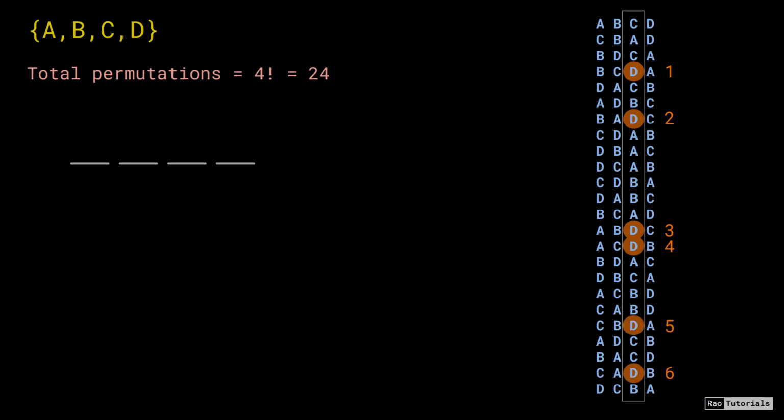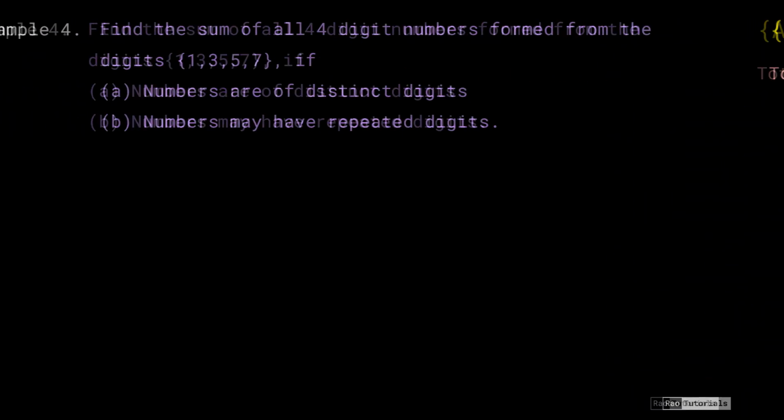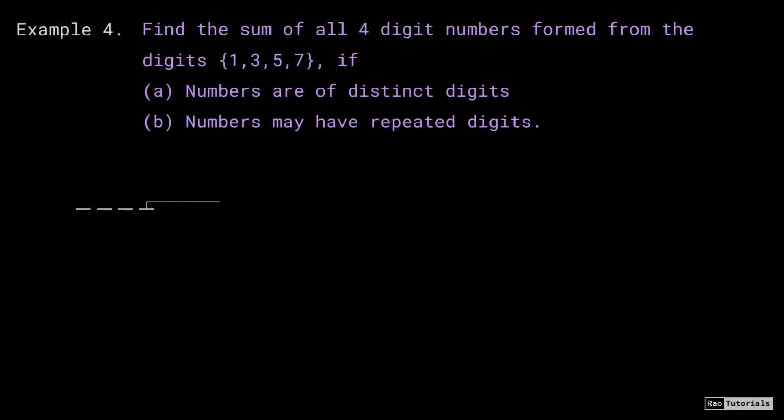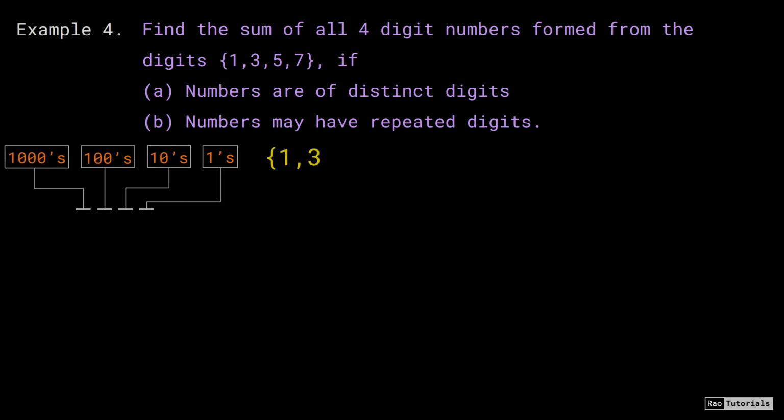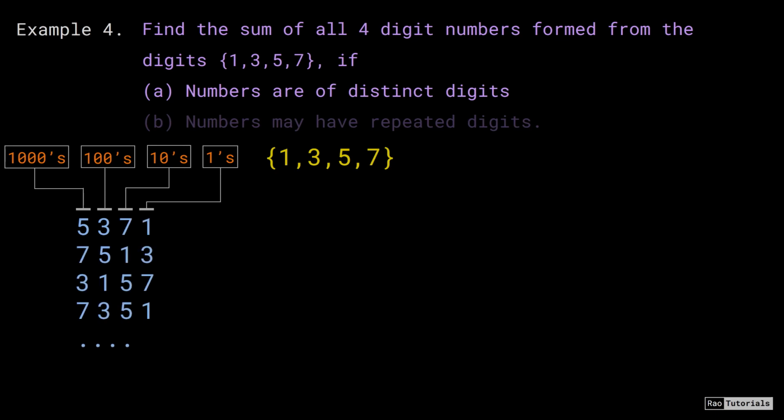So the composition of objects in each of these columns is the same. That is, each column has 6 A's, 6 B's, 6 C's and 6 D's. Only the order of placement is different. Going back to our question, we need to form 4-digit numbers using the digits 1, 3, 5 and 7 and then find the sum of all those numbers. If repetitions are not allowed, then the number of numbers that we can form is 4 factorial, that is 24.